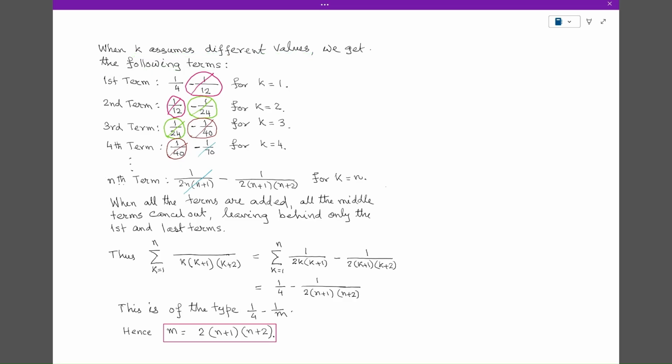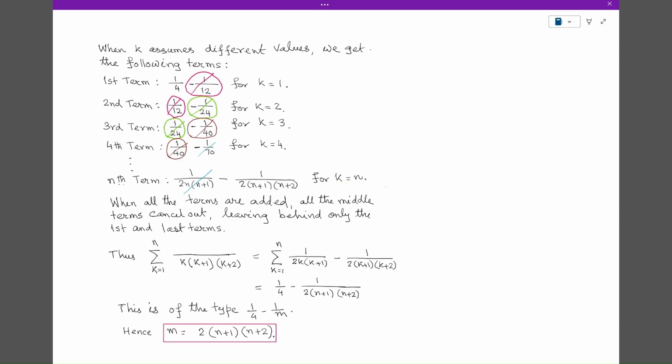When k assumes different values, we get the following terms. First term is equal to 1 by 4 minus 1 by 12 for k is equal to 1. Second term is equal to 1 by 12 minus 1 by 24 for k is equal to 2. Third term is equal to 1 by 24 minus 1 by 40 for k is equal to 3. Fourth term is equal to 1 by 40 minus 1 by 60 for k is equal to 4. And the nth term is 1 divided by 2n multiplied by n plus 1 minus 1 divided by 2 multiplied by n plus 1 multiplied by n plus 2 for k is equal to n.